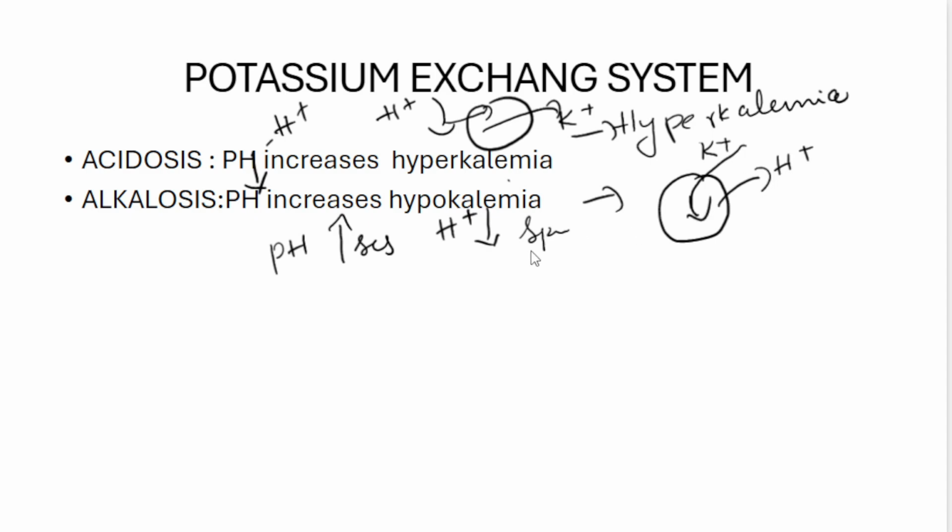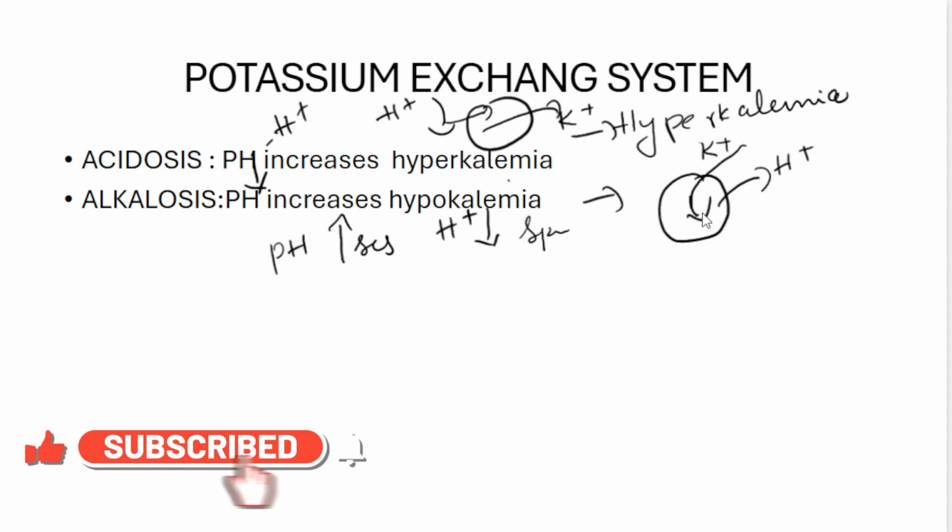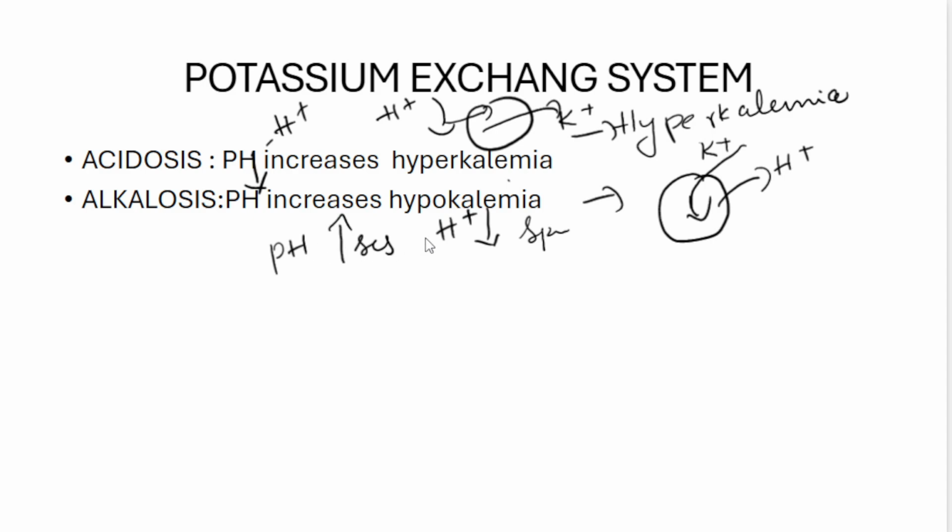So here we can see that because H plus ions are very few in the blood, K plus ions will enter the cell and H plus ions will come out to the blood. This is the maintenance of pH.